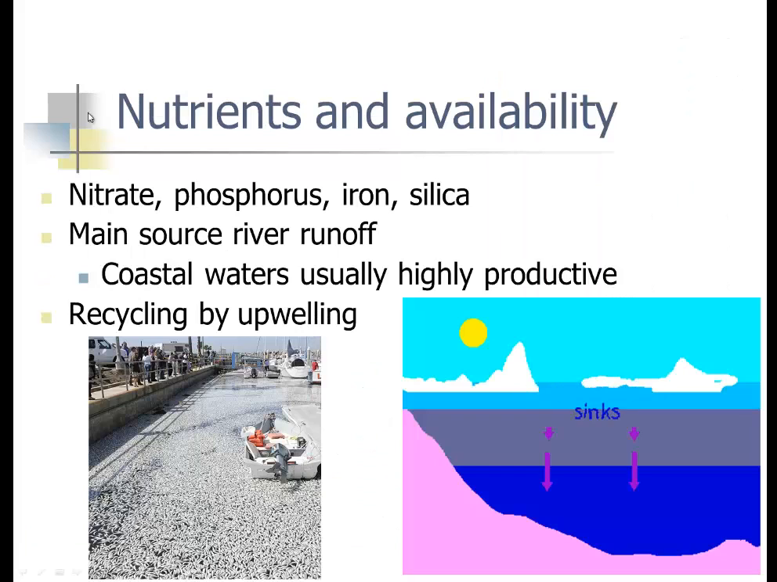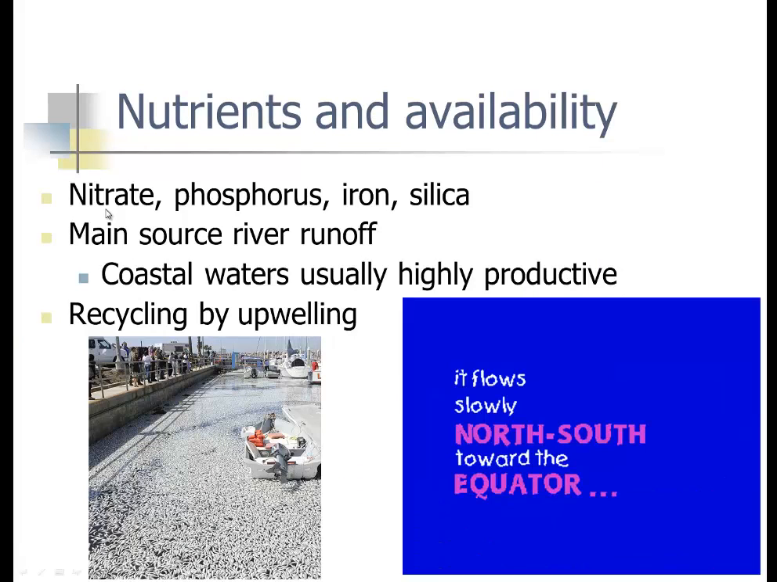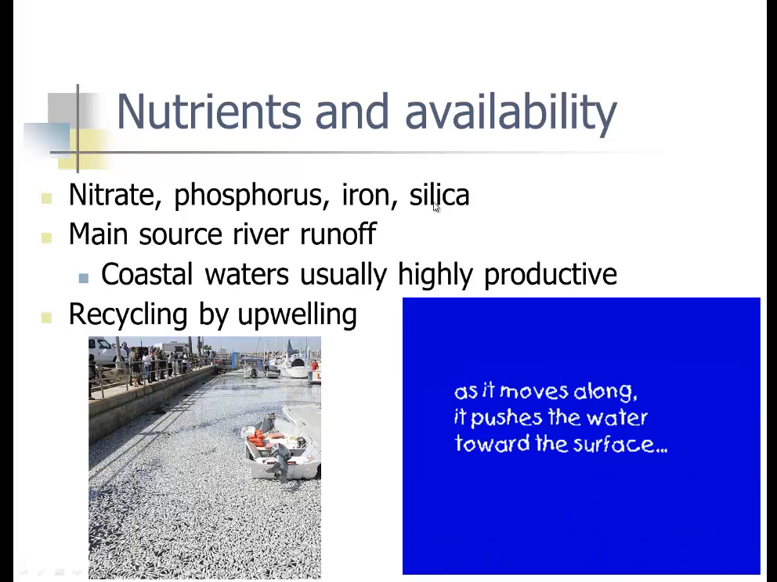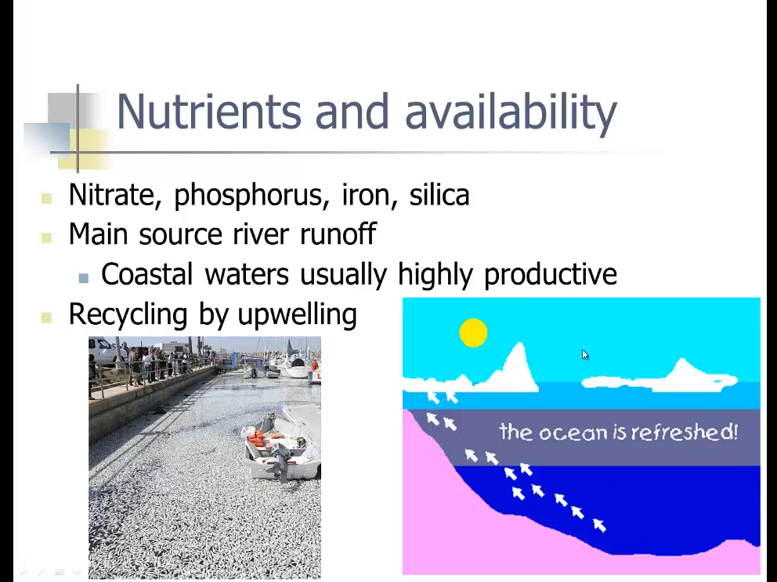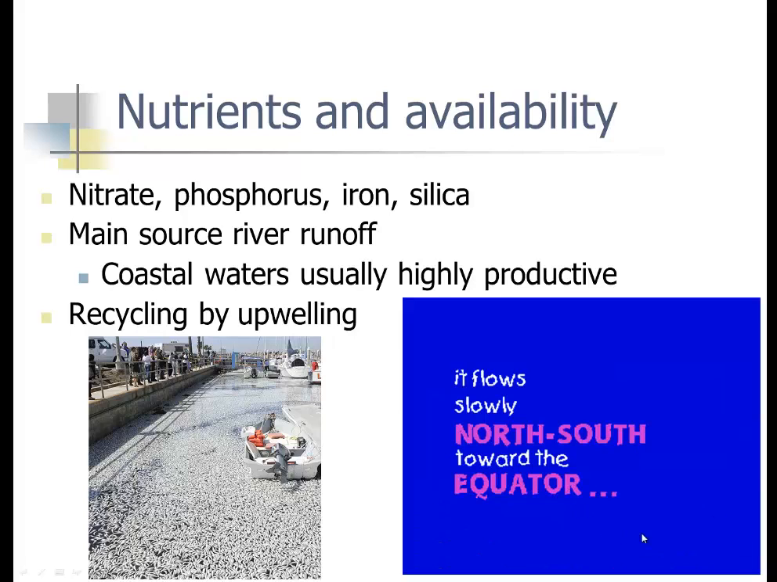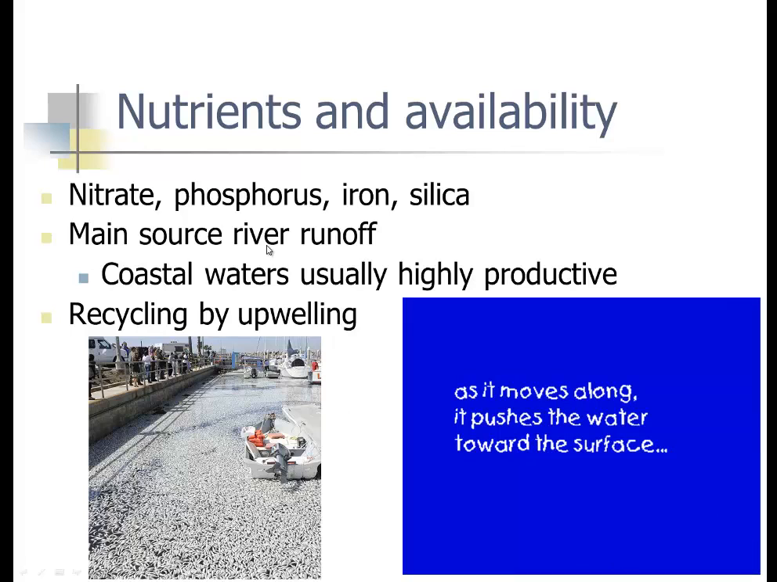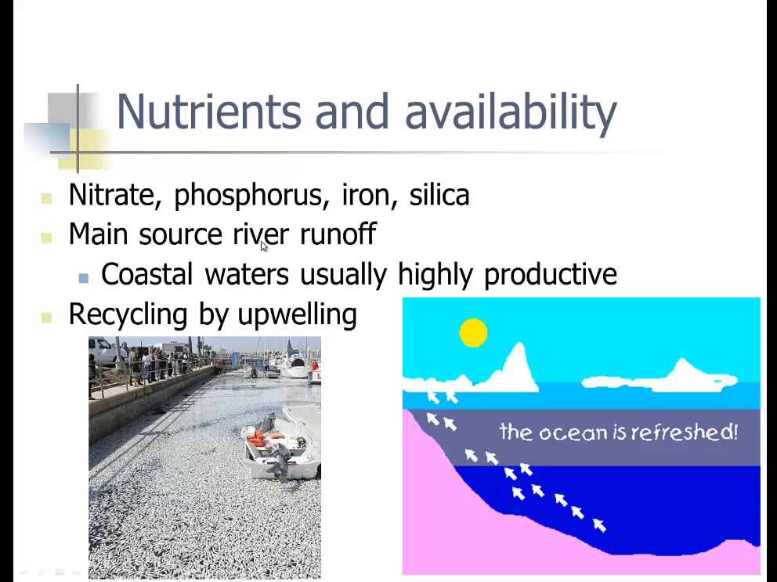Nutrients available, we need nitrate, that's what that was. We need nitrate, we need phosphorus, we need iron, we need silica, and the best way to get it is upwelling, where we get wind blowing across the surface and we actually pull up water from below. All the dead creatures that were up here sink down there and all the nutrients get recycled. Main source of these materials is rivers, runoff, so coastal waters tend to be higher productivity than non-coastal waters.